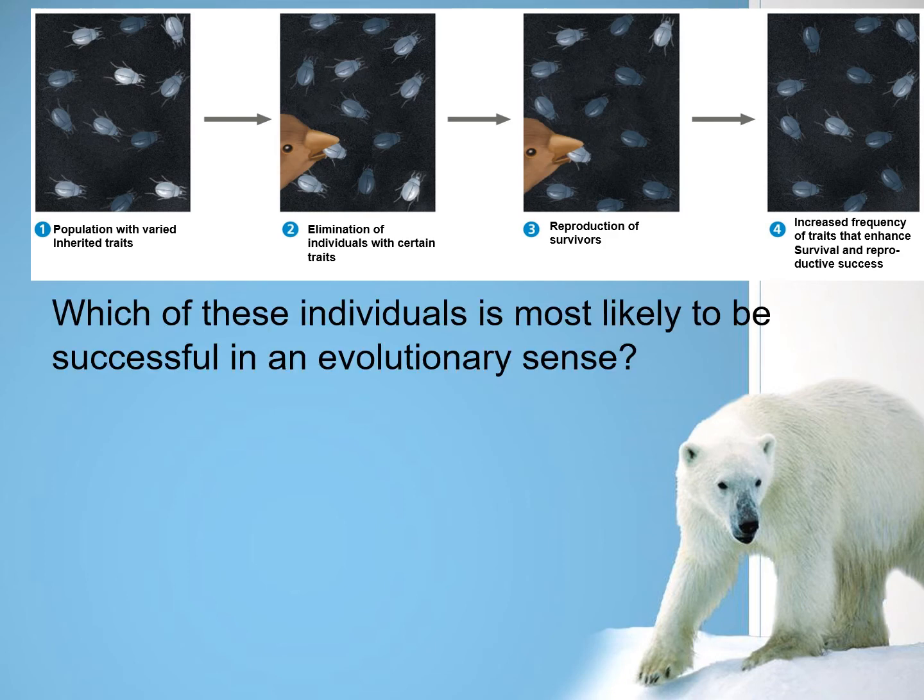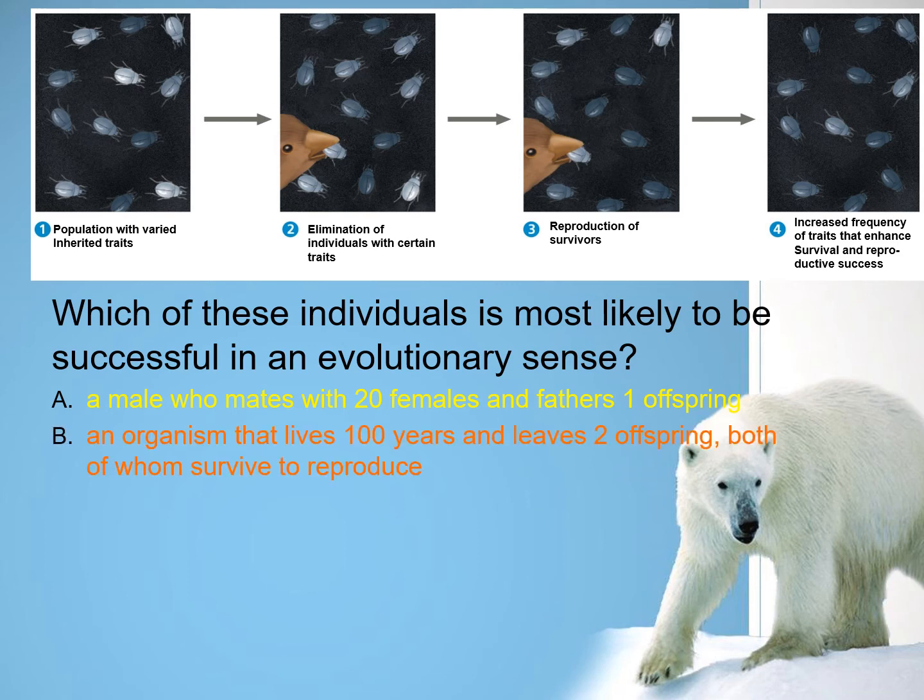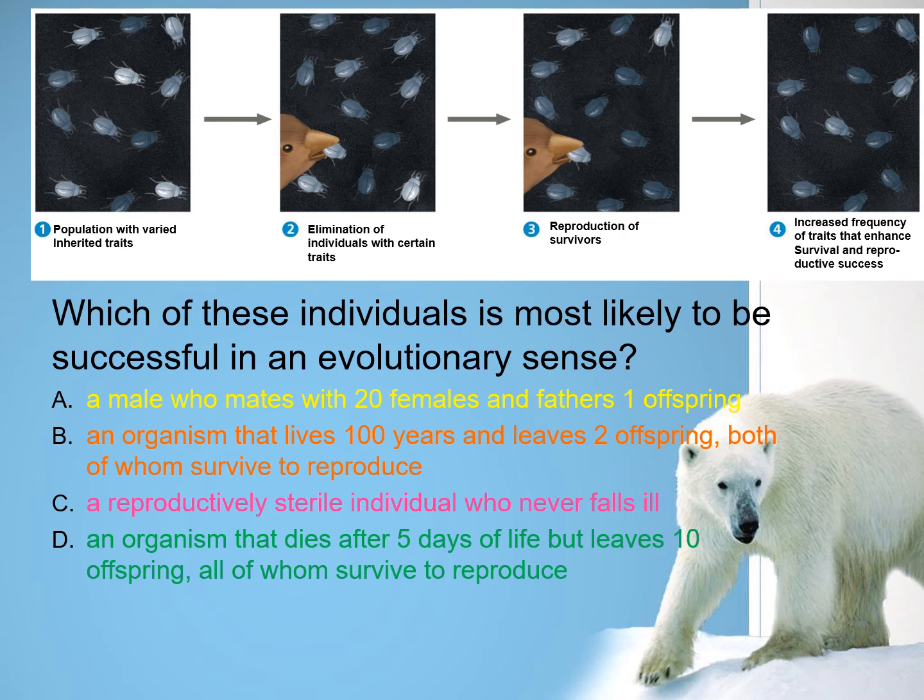So let's answer this question. Which of these individuals is most likely to be successful? Remember, what did we talk about? Successful in an evolutionary sense. A male who mates with 20 females and fathers 1 offspring. An organism that lives 100 years and has 2 offspring, and both of them survive to reproduce. A reproductively sterile individual who never gets sick. An organism that dies after 5 days of life, but leaves 10 offspring, all of whom survive to reproduce. Or a female who mates with 20 males and produces 1 offspring.